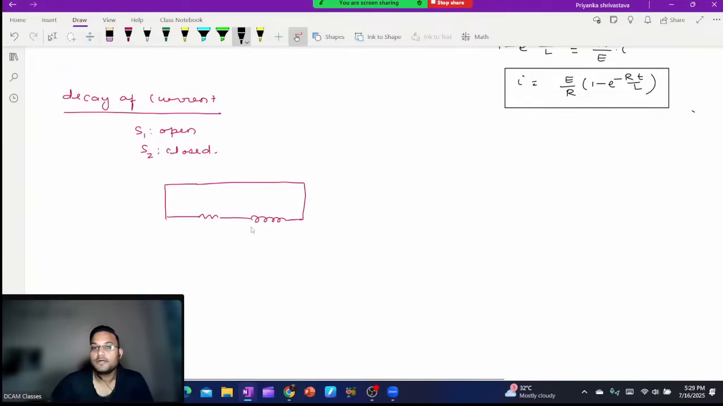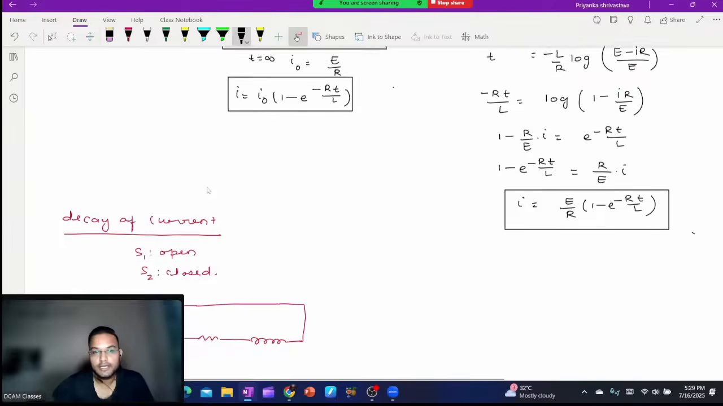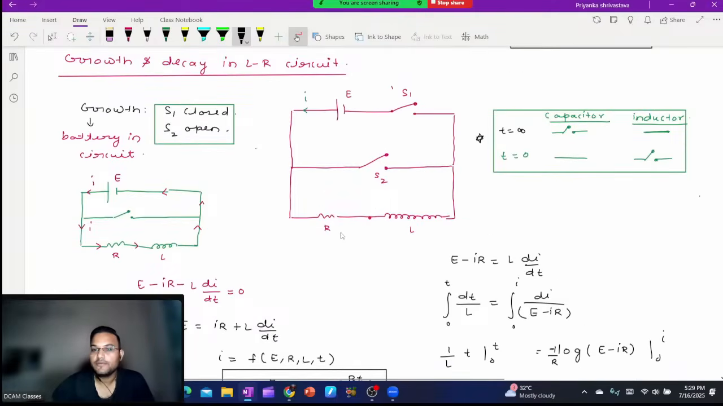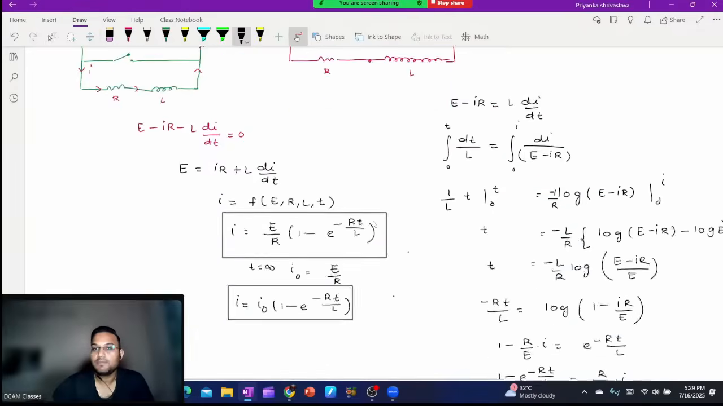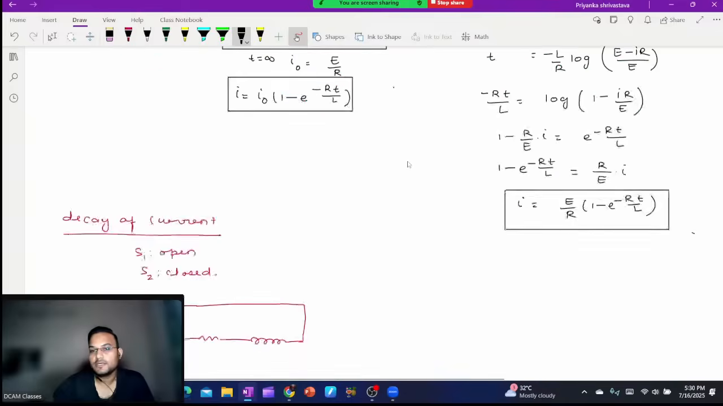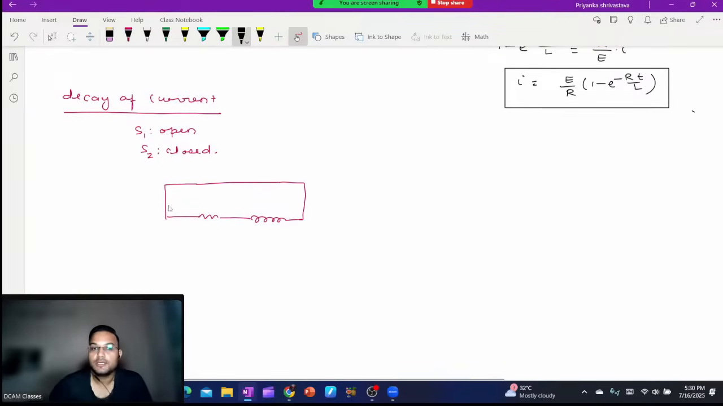Now see here what is happening. At what time are we starting? At time t equal to infinity in this circuit we have reached. Now at that point we have closed S2 and opened S1. So at this particular time the current flowing inside is I naught, at time t equal to 0. At time t equal to 0, the current flowing in this is I naught, which you have calculated. It is E by R.